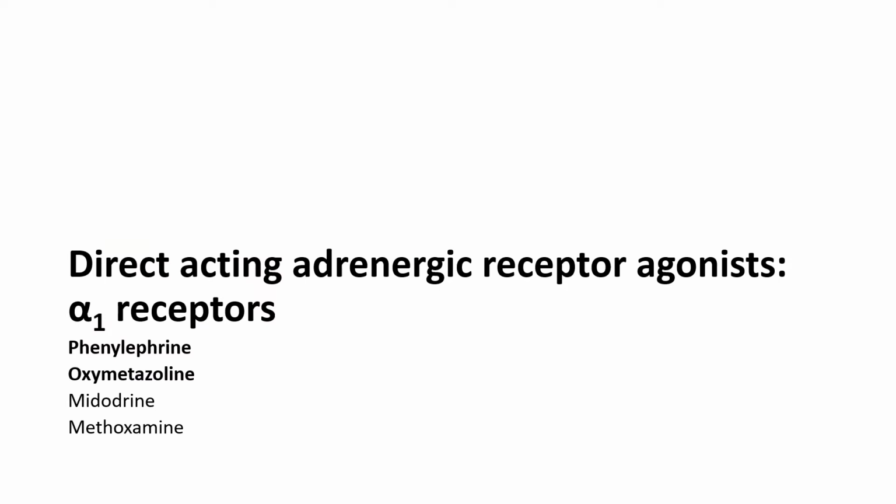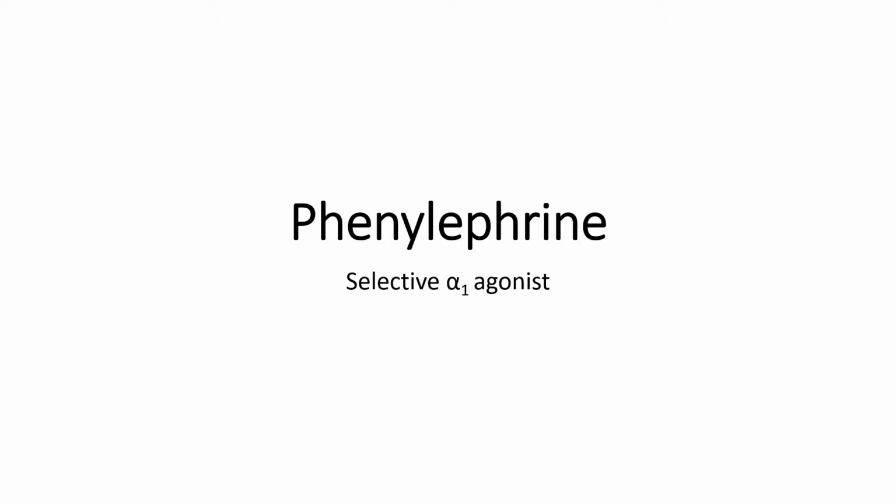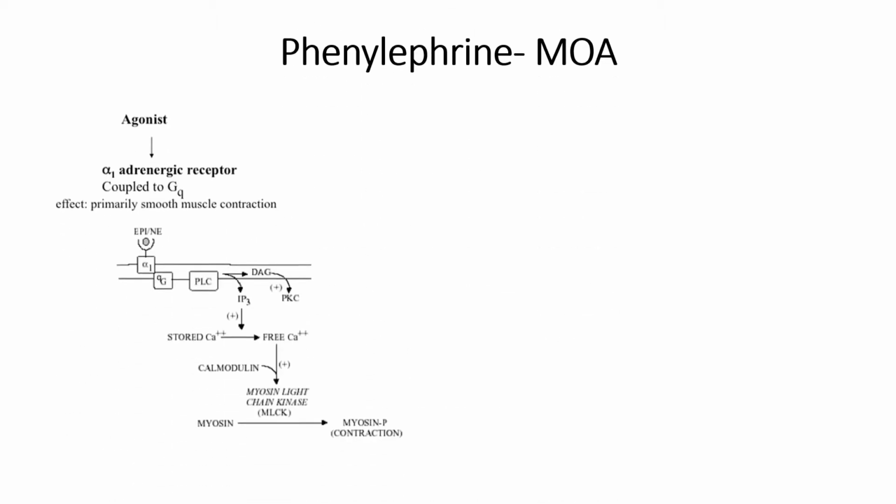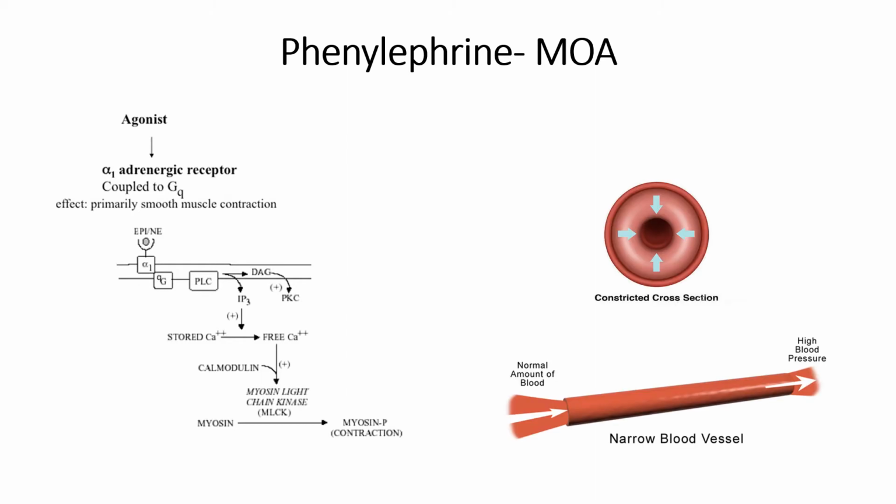First, let us start with drugs that are primarily alpha-1 selective, and best examples of this would be Oxymetazoline as well as phenylephrine. Phenylephrine is a selective alpha-1 agonist. Its pharmacological use is attributed to the vasoconstriction it causes in our blood vessels, and because of this constriction, you will see an increase in systemic vascular resistance, and as a result, the consequent increase in systemic blood pressure.